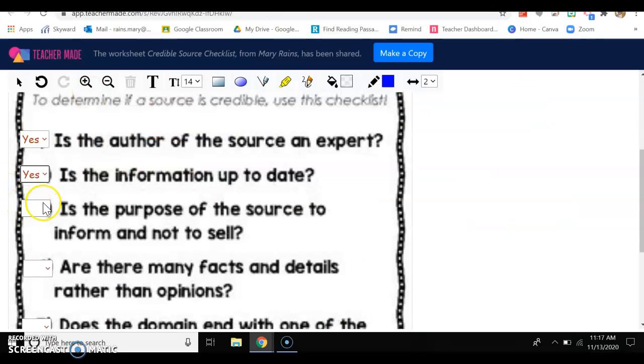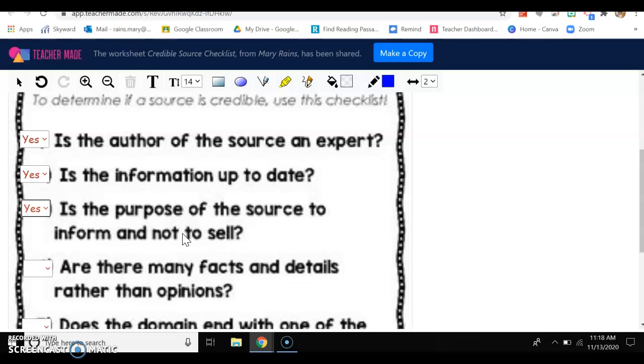I would go back to my checklist and say yes, that the purpose of the source is to inform. Now, you have to be very careful on this. You need to figure out what the author's purpose is. What I mean by that is if somebody is trying to sell you something, then chances are you're not going to want to use it because they have a bias. They have a reason why they're giving you this information. It's not just strictly to give you the facts or inform you on something. It is with a purpose behind it. And that's not always a bad thing necessarily, but that is something that you really want to think about.